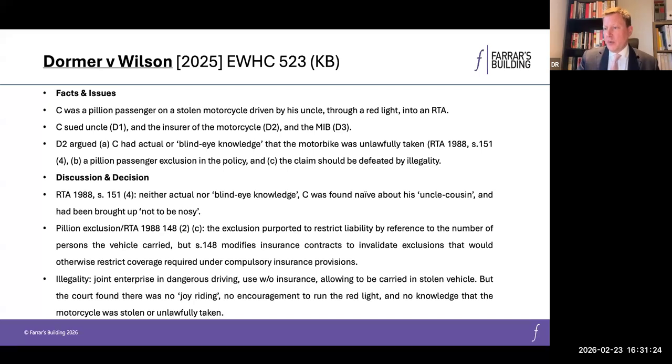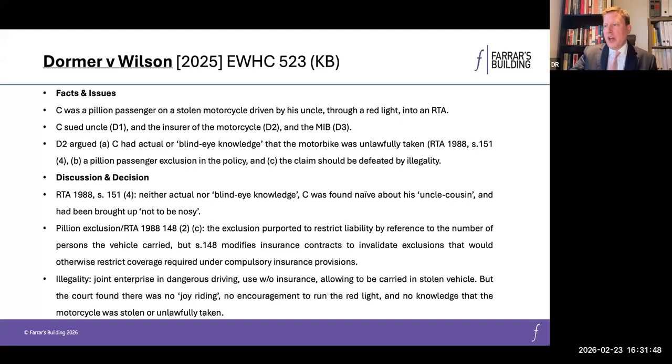Secondly, it's interesting in relation to what it says about pillion passenger exclusions in motor insurance contracts. And thirdly, it deals with the illegality defence in relation to joint enterprise dangerous driving. So those 3 points arise out of these facts.